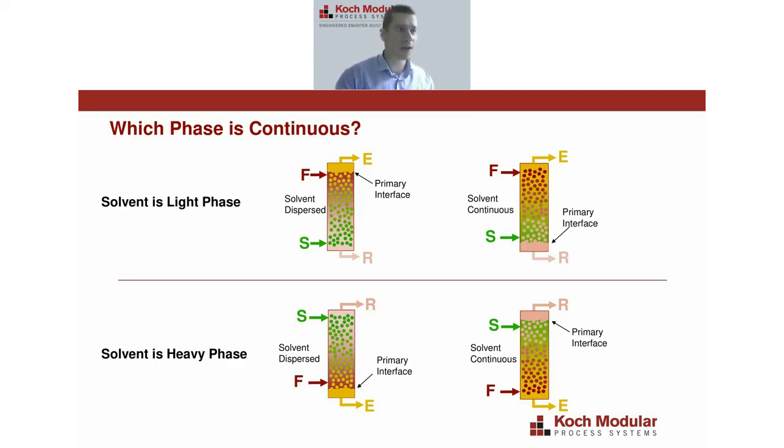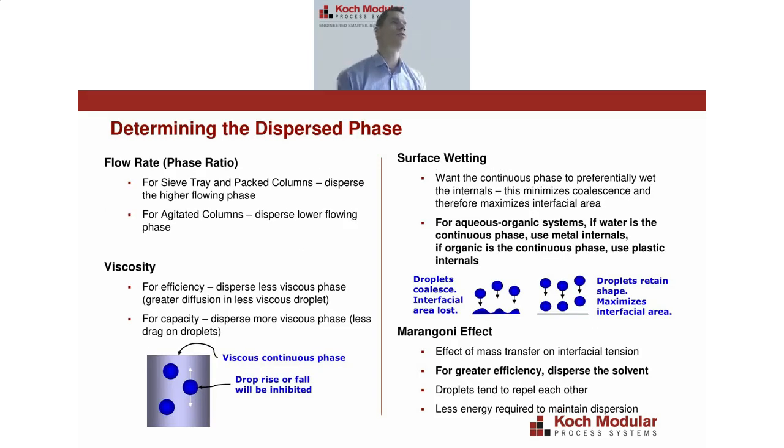So for example, if you look at the bottom left-hand side of the slide, you can see here that the solvent's dispersed, the green droplets at the top flowing down from the column, picking up some solute from the feed and leaving as extract with the controlled interface at the bottom of the column. The feed's a continuous phase. It flows into the bottom of the column and then leaves the top as raffinate. But how do you determine which is which?